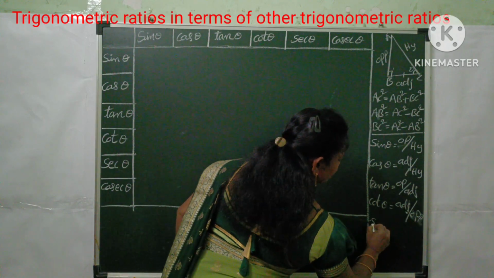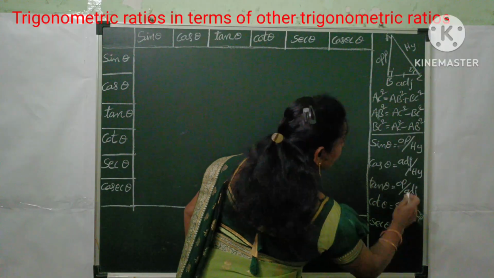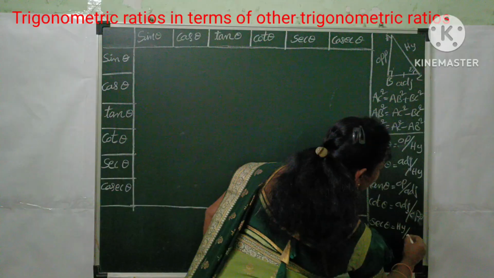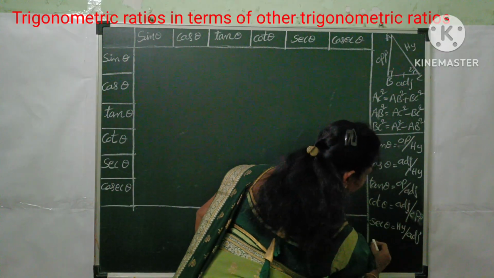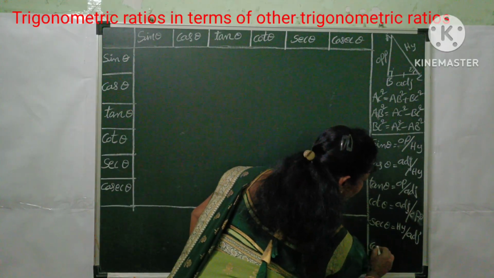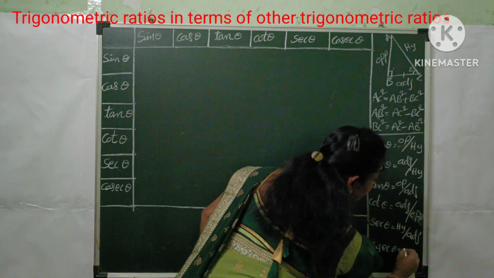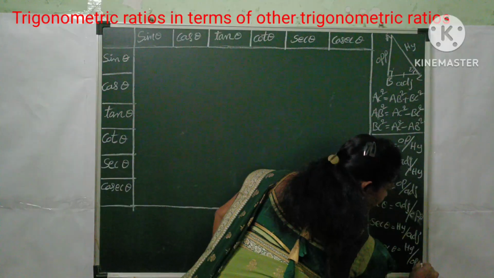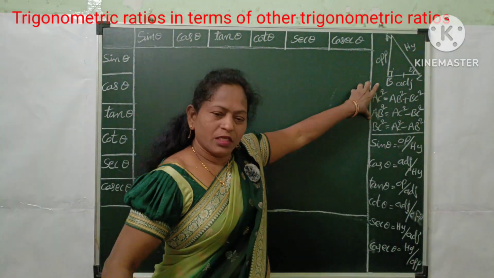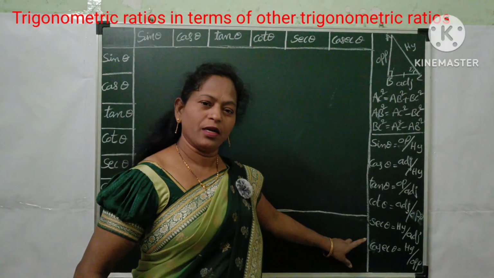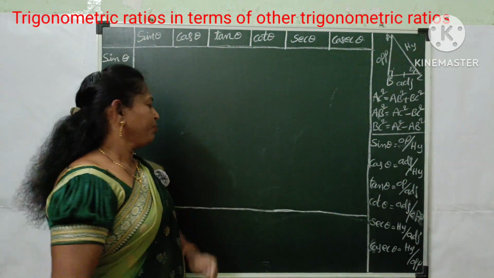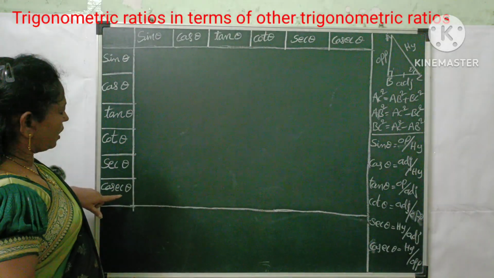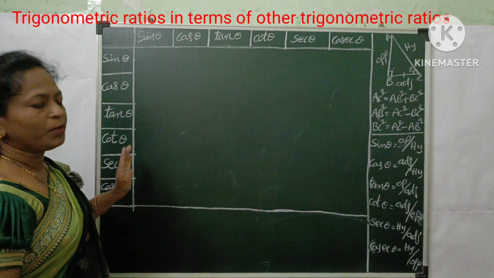Next, sec theta is equal to the reciprocal of cos. Cos is adjacent by hypotenuse, so sec is hypotenuse by adjacent. Next, cosecant theta is equal to hypotenuse by opposite. This Pythagoras theorem and these six trigonometric ratios we are using here: sin, cos, tan, cot, sec and cosec.